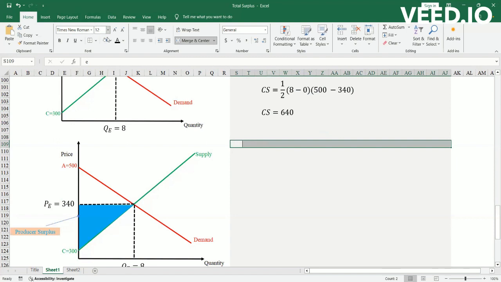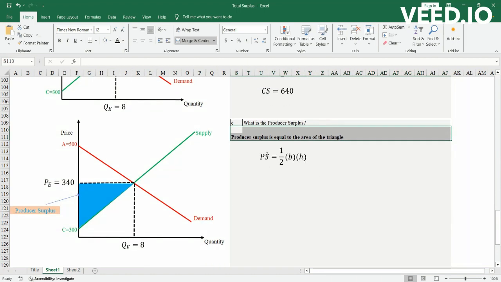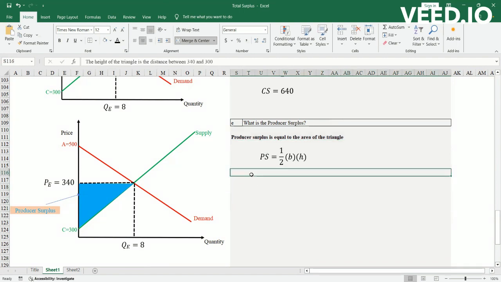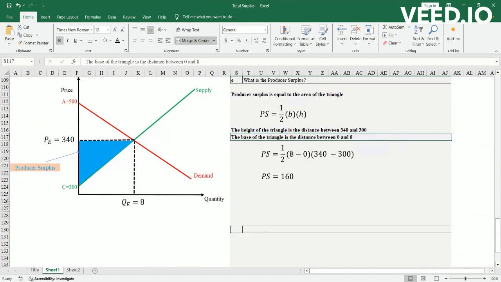Similarly, we can find the producer surplus. Producer surplus is again the area between the price and the supply curve. It is given by the area of the triangle, where the height is the difference between 340 and 300. The base is the difference between 0 and 8, the equilibrium quantity. Substituting the base 8 minus 0 and the height 340 minus 300, we get the producer surplus as 160.